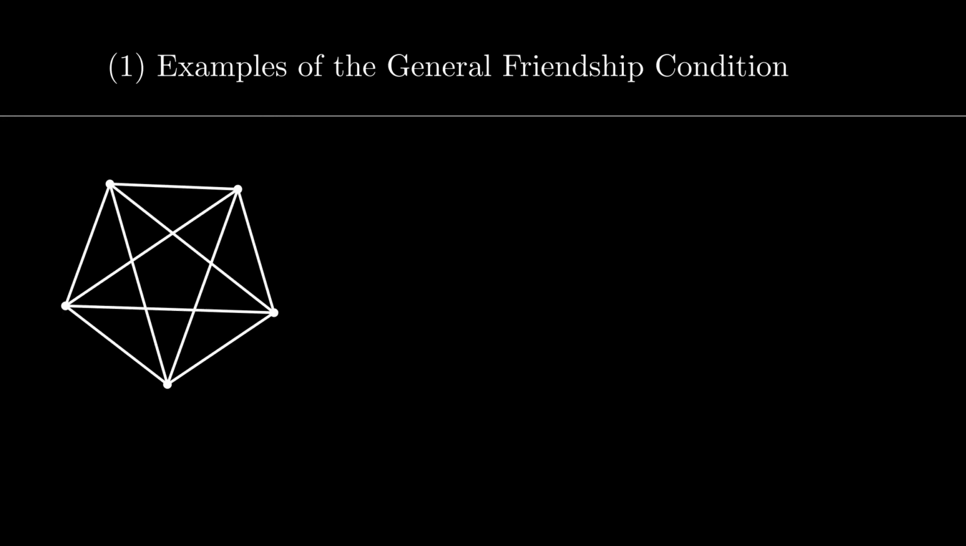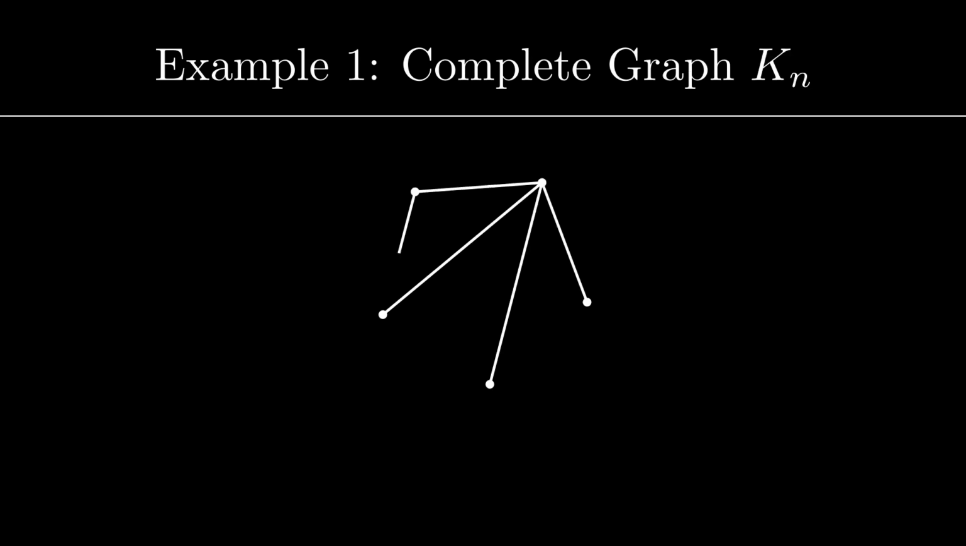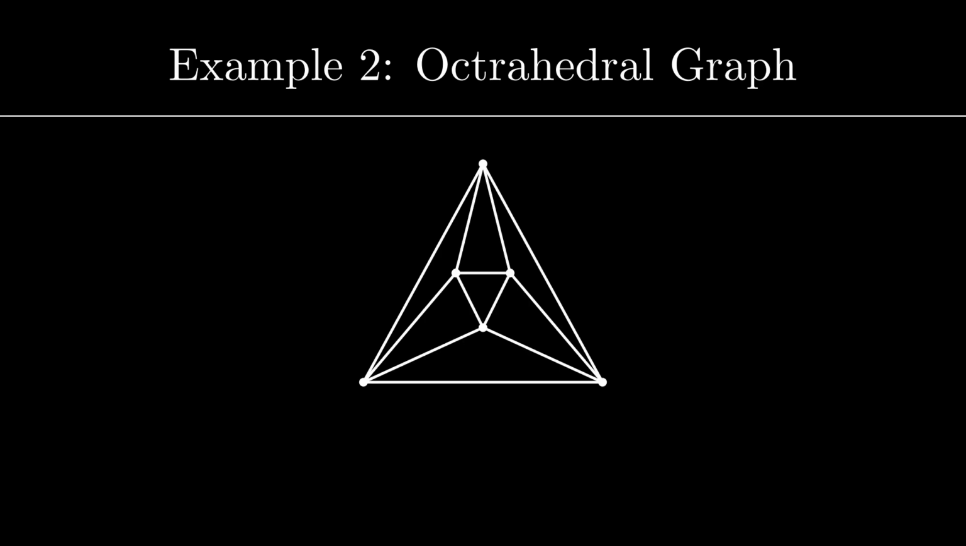Now we look at some examples of graphs with the general friendship condition. To start off, we look at the complete graph. Every pair of vertices in this graph has at least one mutual neighbor, since everything is connected. Our second example is the octahedral graph. We can see that it also satisfies the general friendship condition, which we can verify visually. In this animation, each pair of vertices, in red, has a mutual neighbor, in green.